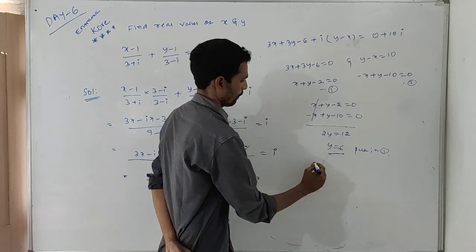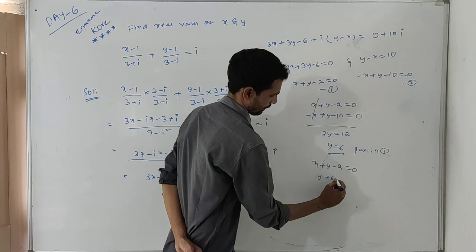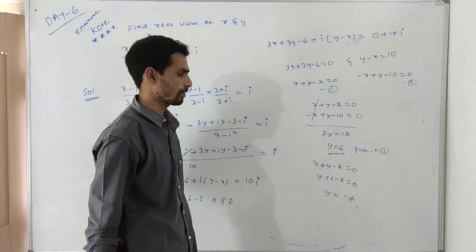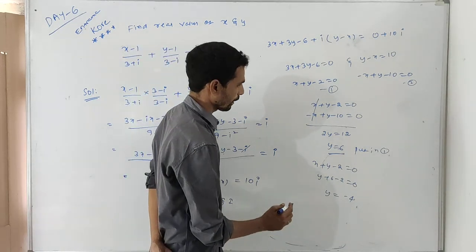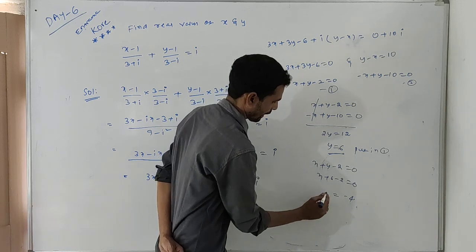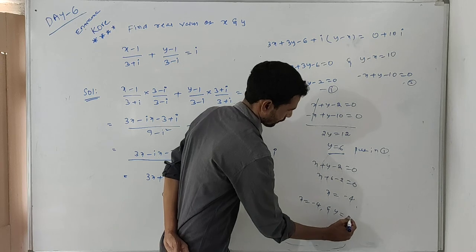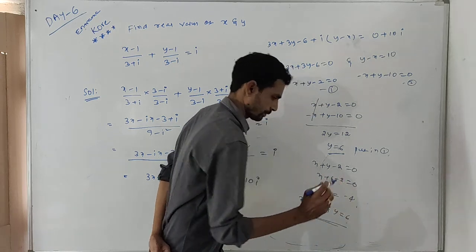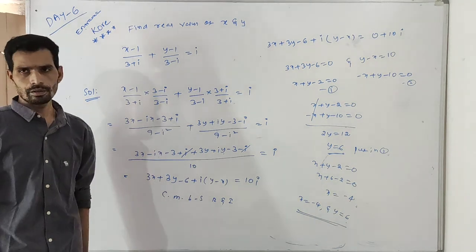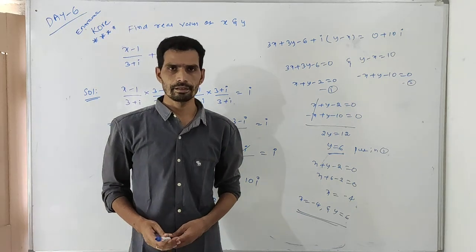What will you get here? x plus y minus 2 is equal to 0. x plus 6 minus 2 is equal to 0. x is equal to minus 4. What are the real values of x comma y? x is equal to minus 4 and y is equal to 6 only. These are the x comma y values. Exercise B is completed.